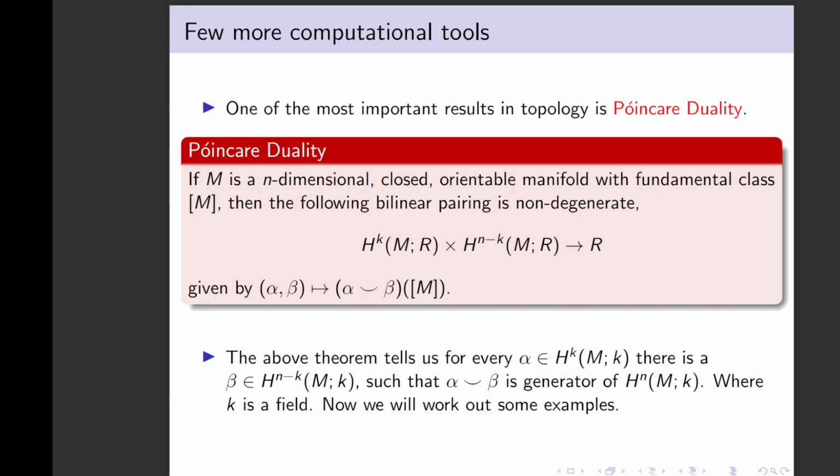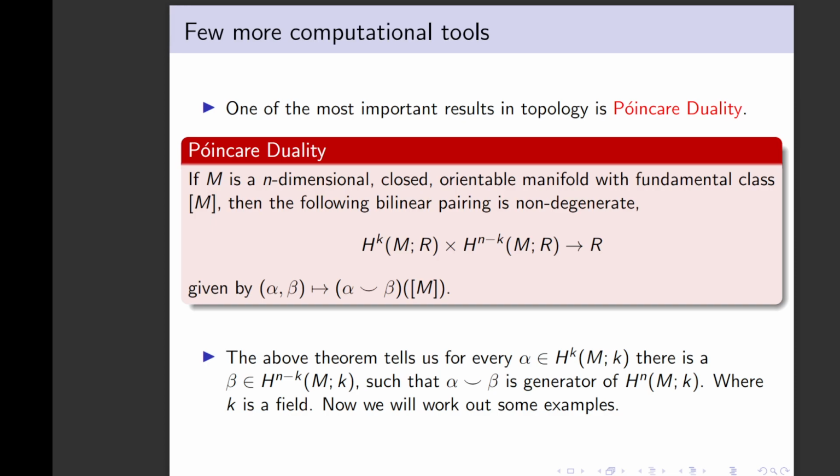Again, you have to assume that M is a closed orientable manifold. So if alpha is an element of this, there exists one beta from the complementary degree, I mean, the codimension of this K. So there will exist such a beta such that alpha cup beta is a generator of this. This just follows from the definition of the non-degenerate pairing. And remember here, this K has to be a field. For any arbitrary ring, we cannot say this.